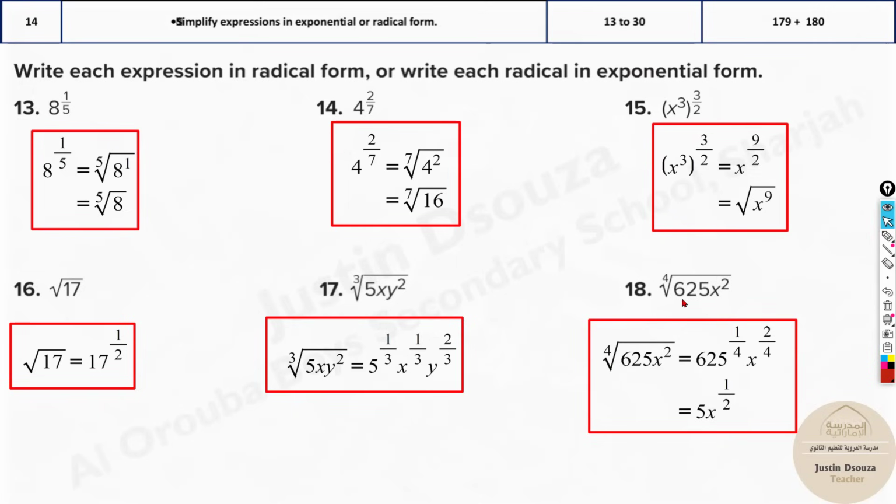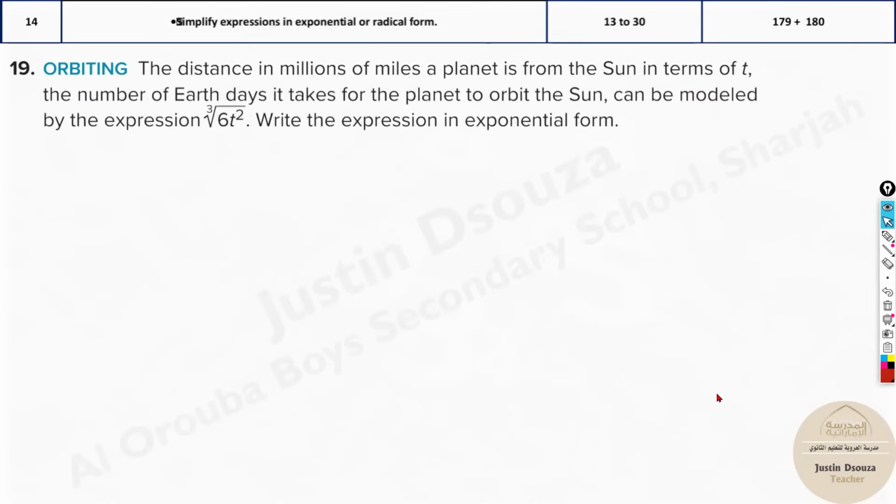Radical 4 to 625 is 5. See, when you raise 5 to the power 4, you get 625, right? So that's the inverse basically. And over here now, it will be reduced to half.